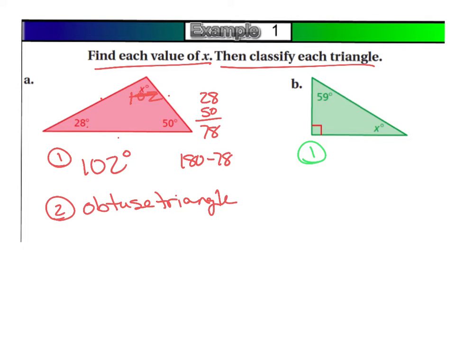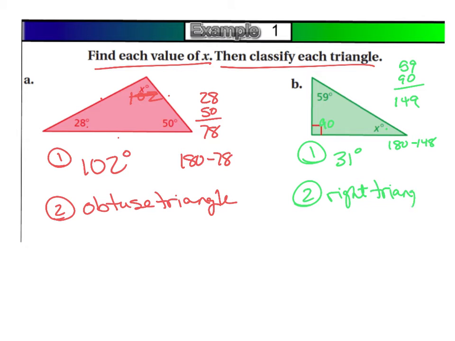Letter B, let's find the value of x, which is over here. We know that this one is 90. So 59 plus 90 gives us 149. Then 180 minus 149 is going to give us a total of 31 degrees. So now, classifying it. It is a right triangle, because we know we have one right angle, so it is a right triangle.